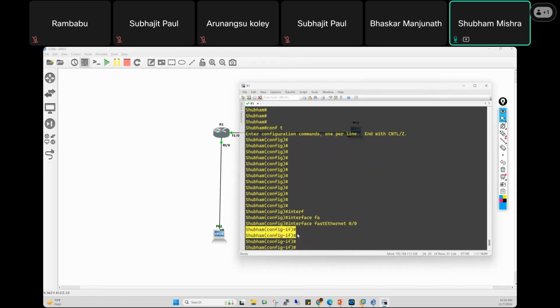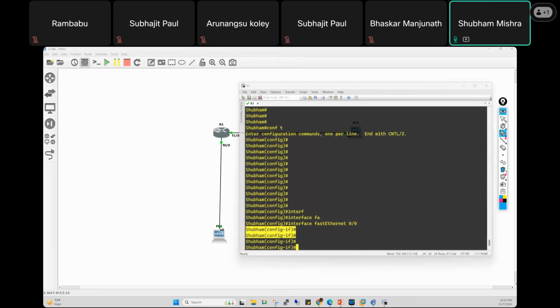Getting my point, everyone? Sir, that means it is only a single interface? Yes, that is the meaning of single interface. Right now you are in interface fast Ethernet 0/0. So whatever you want to configure on this interface, you can configure here. Whatever you configure here will be applicable, implemented for this interface only.